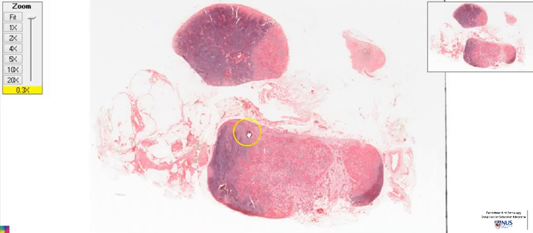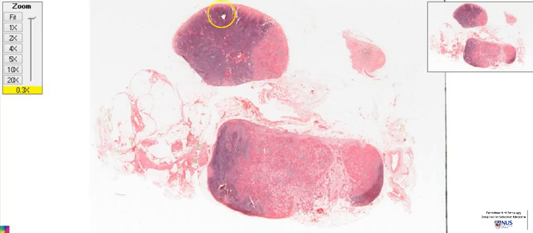This is a microscopy section showing a big lymph node here, a smaller lymph node here, and another very small lymph node. So there are actually three lymph nodes. There is some surrounding adipose tissue and fibrous tissue. So let's focus on the two larger lymph nodes.